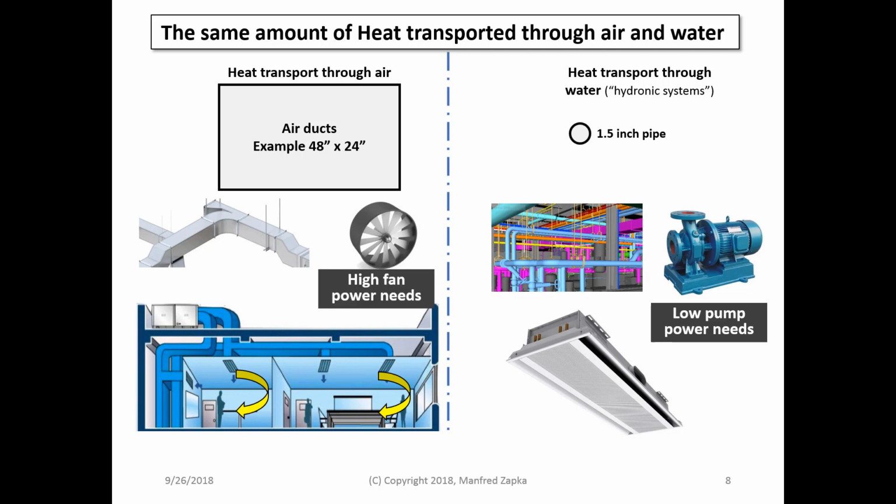Moving large volumes of air requires much more fan power than moving water with pumps. We need to realize that the density of water is about 900 times the density of air. This means that 1 cubic foot of water weighs the same as 900 cubic feet of air.